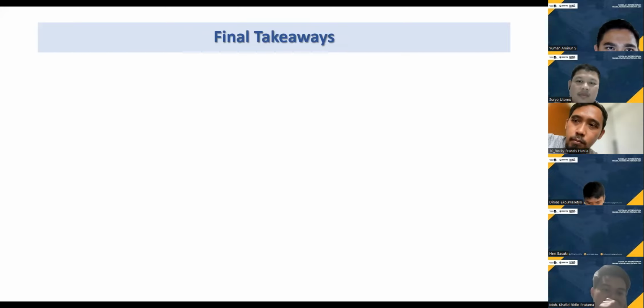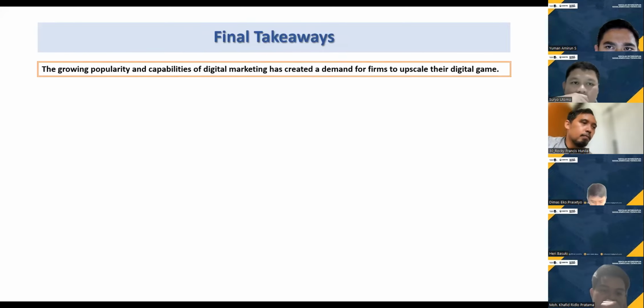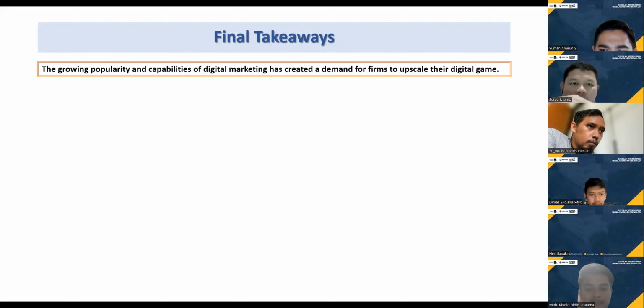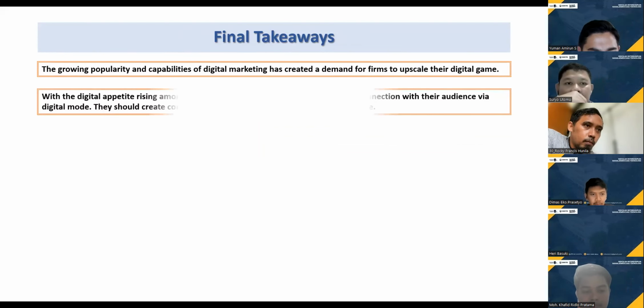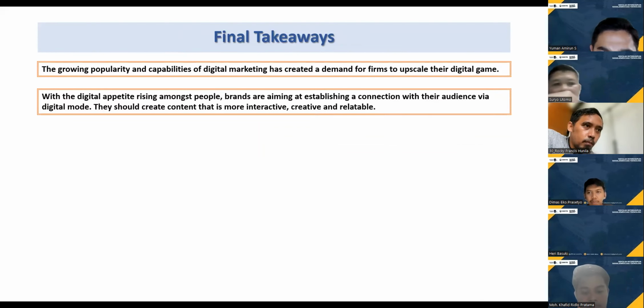So what are the final takeaways now after all this discussion? What we have seen is that digital marketing is growing in terms of popularity, and therefore the firms need to upscale their digital game, right? Also, because the digital appetite is rising amongst the consumers. I want to see more of this technology, the immersive experiences, the interesting parts, I want to see more of it. Therefore, the brands will have to create engaging content with the consumers.